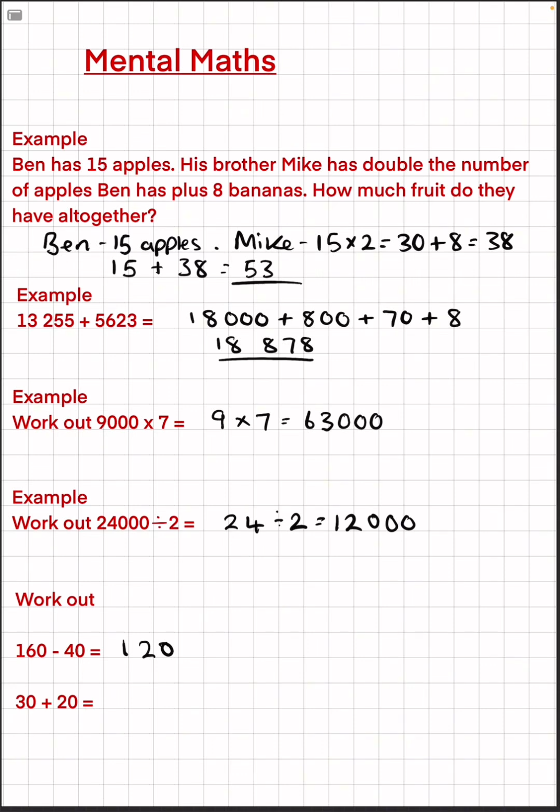The next calculation is 30 plus 20. We can make both these numbers 10 times smaller by dividing by 10. So if we divide by 10, we've got 3 add 2, which equals 5. And now we can make this number 10 times bigger by multiplying by 10. So we can add on 0. So the answer is 50.